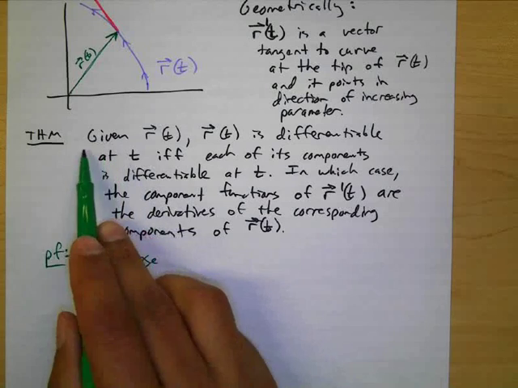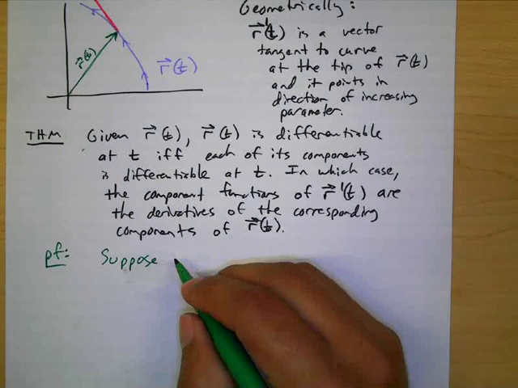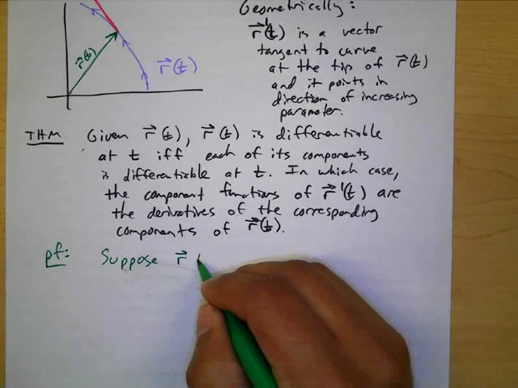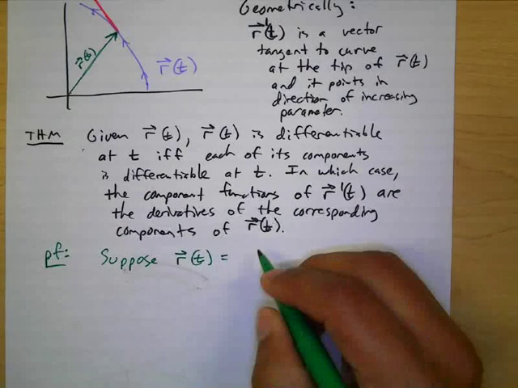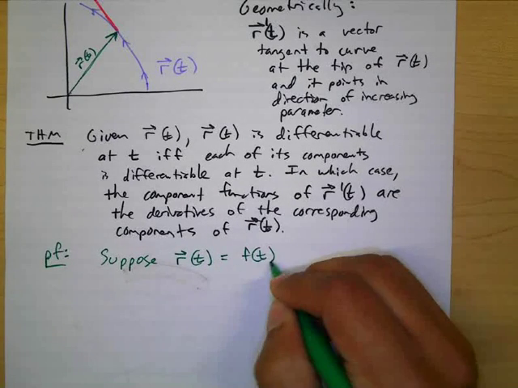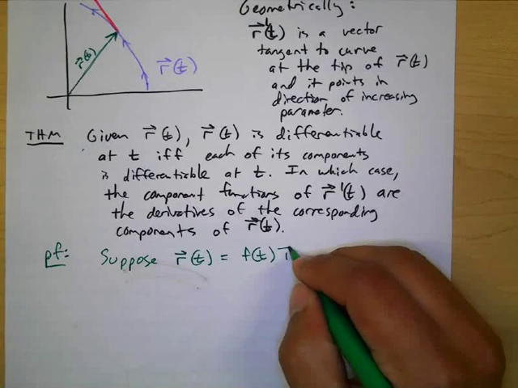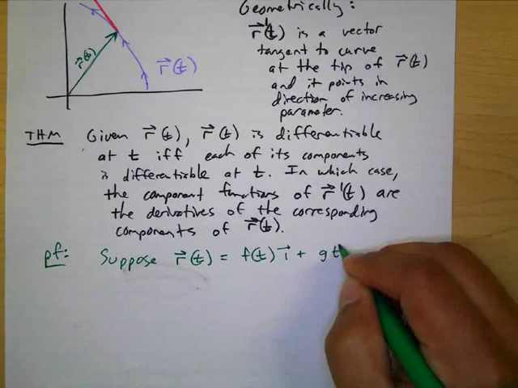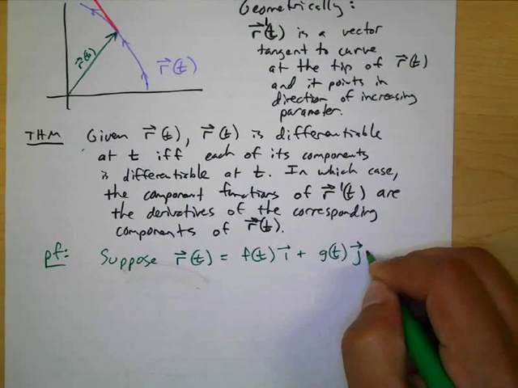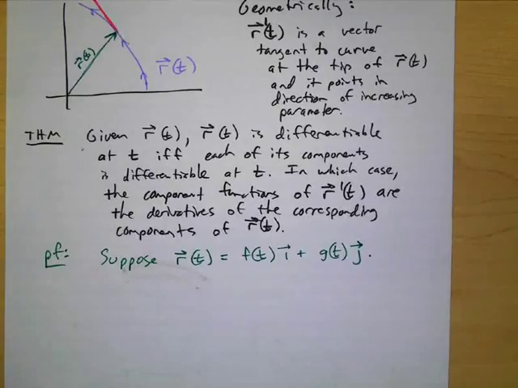what we're given. We're given a function R of t, right? So let's define it. Let's suppose R of t is f of t i plus g of t j. I'll just do 2 dimensions. You can argue that if we had a third, it'd be the same exact proof, just with an extra component.